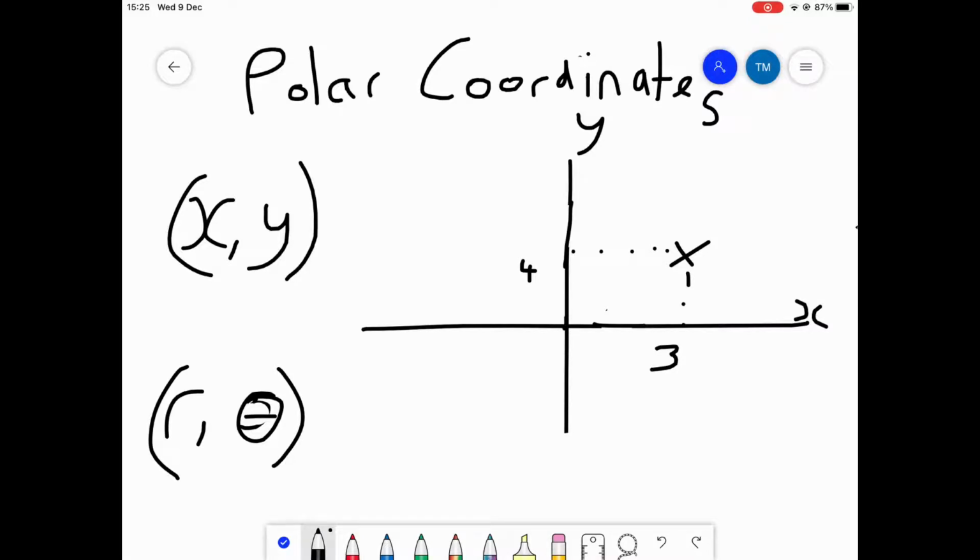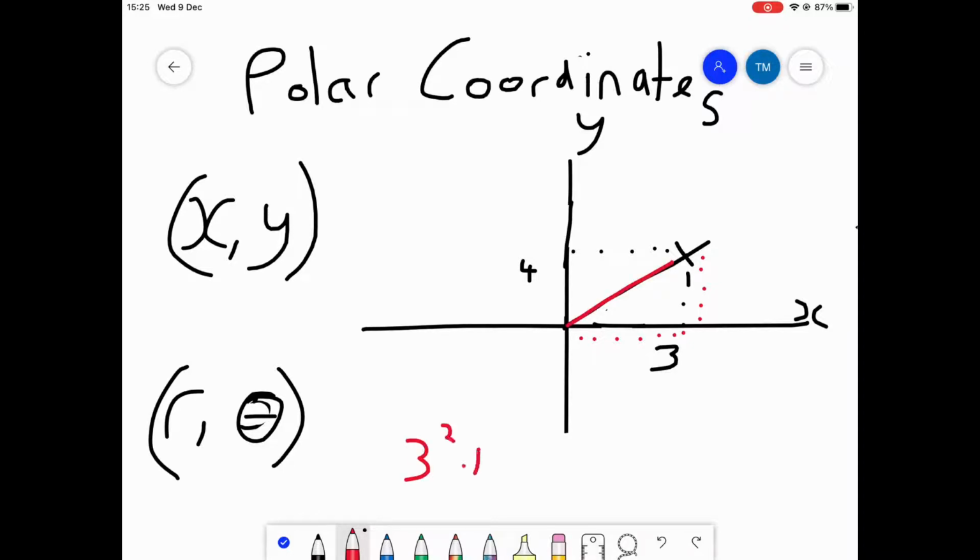Now to convert these from normal to polar, we're going to have to find out the distance from the origin to that point. So we can actually draw a triangle here. We want to know what that distance is. Now to do this distance we can use Pythagoras. So we know that the horizontal is 3 long and the vertical is 4 long. So we're going to use Pythagoras to get this length.